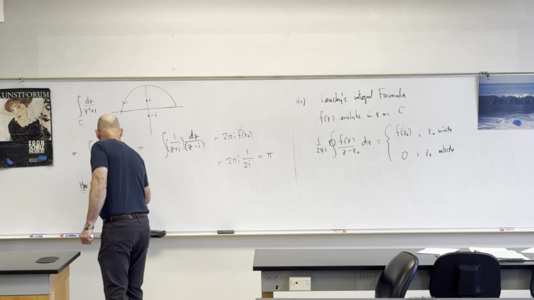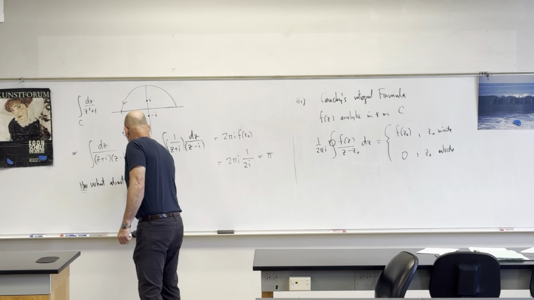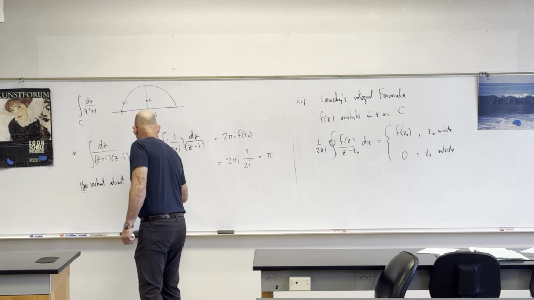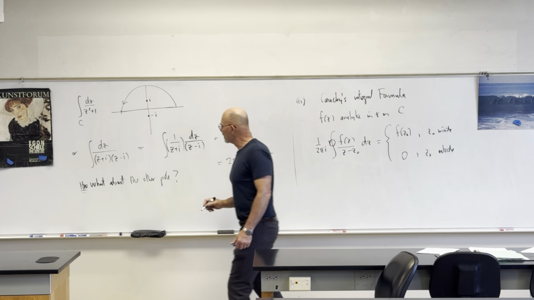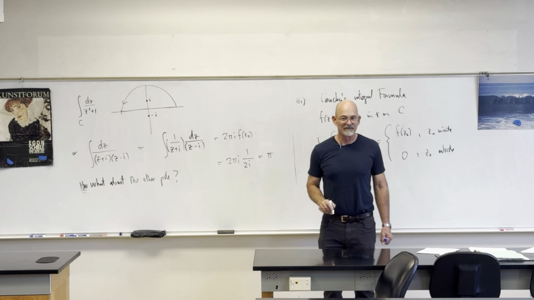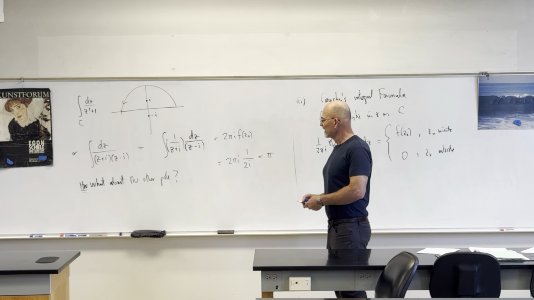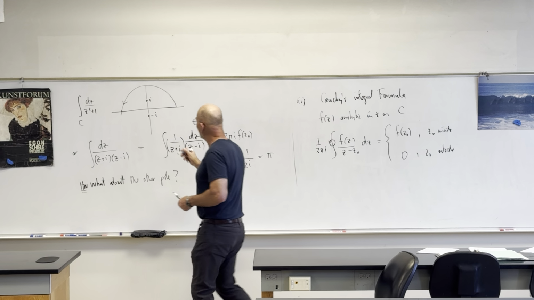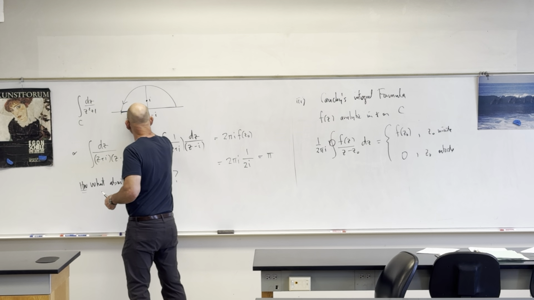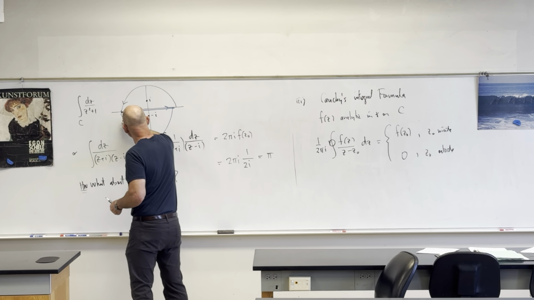What about the other pole? What about the pole at minus i? I think this is one thing we have all done before. If you want to use Cauchy's integral theorem for the pole at minus i, this is the integral we're looking for, right? We have to close the contour in the bottom half plane.